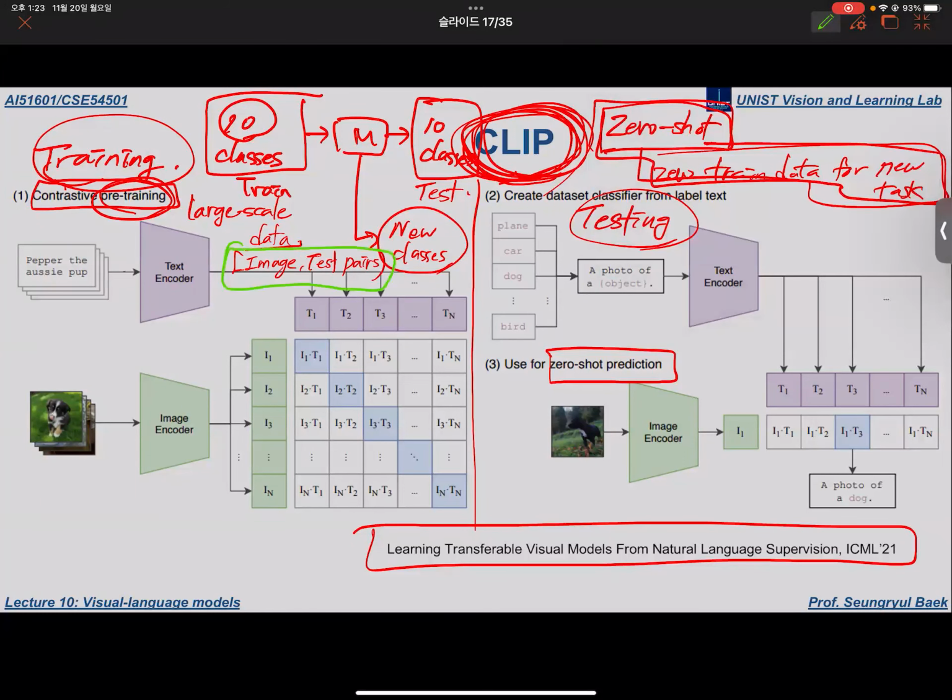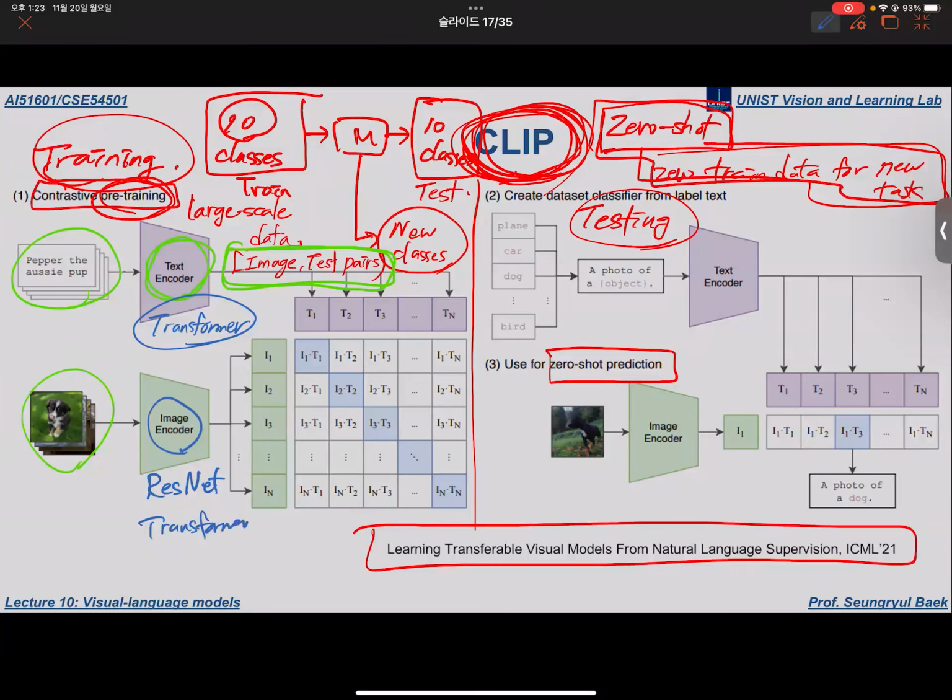They collect a lot of these image and text pairs. So text is located here, and images are located here. And they developed the text encoder. This is actually the transformer. They use a transformer to encode the text, okay? And they also use a ResNet or transformer architecture for the image encoder, okay?